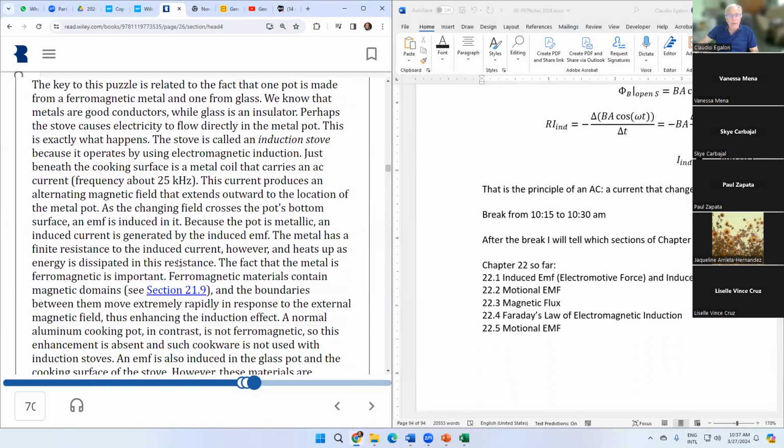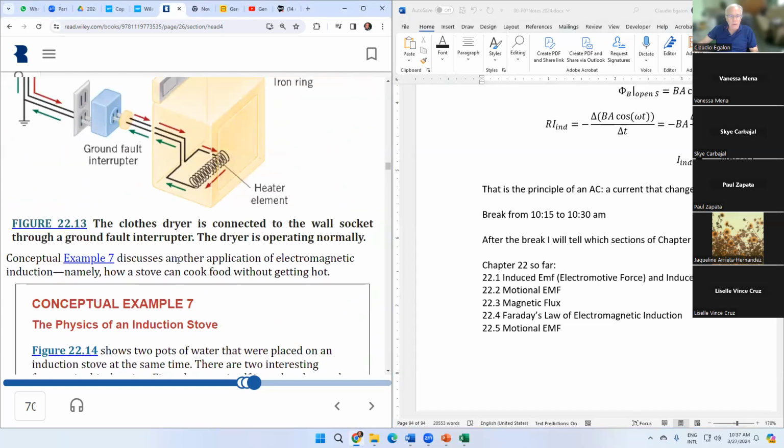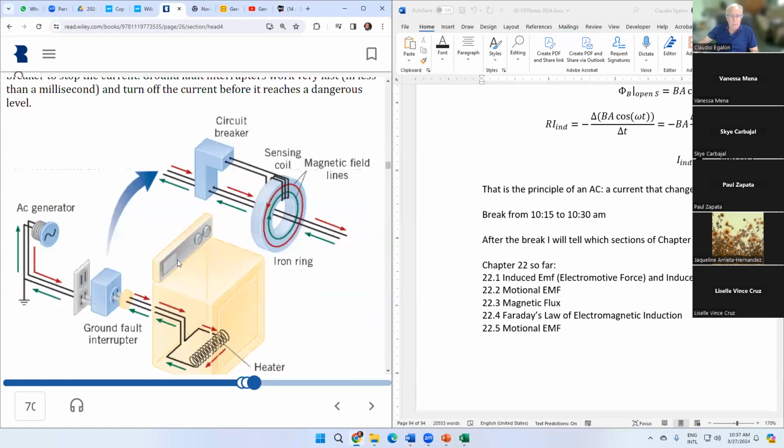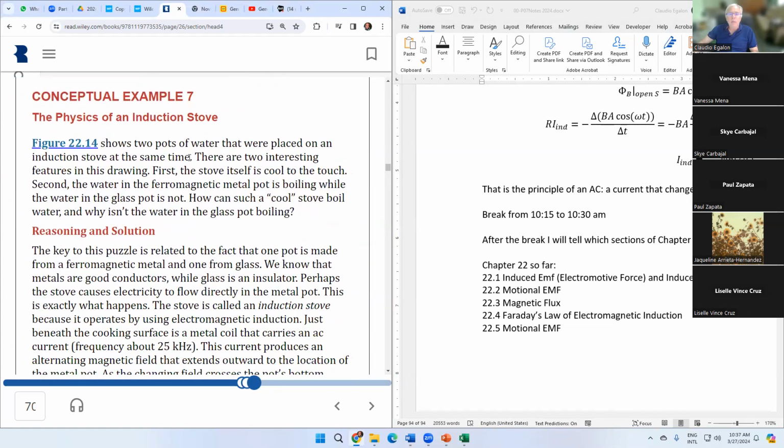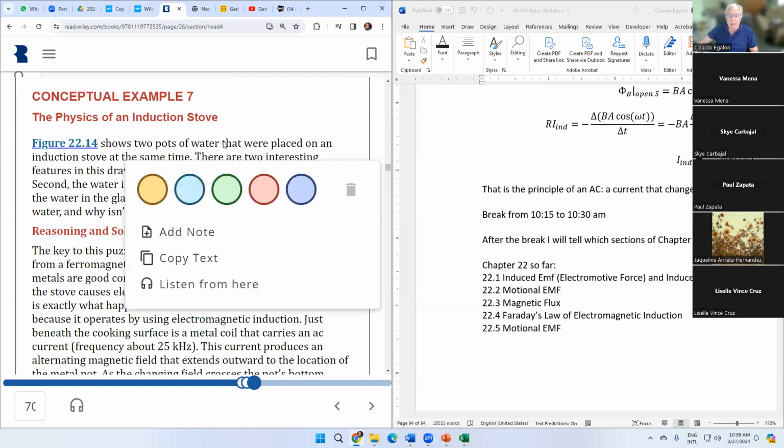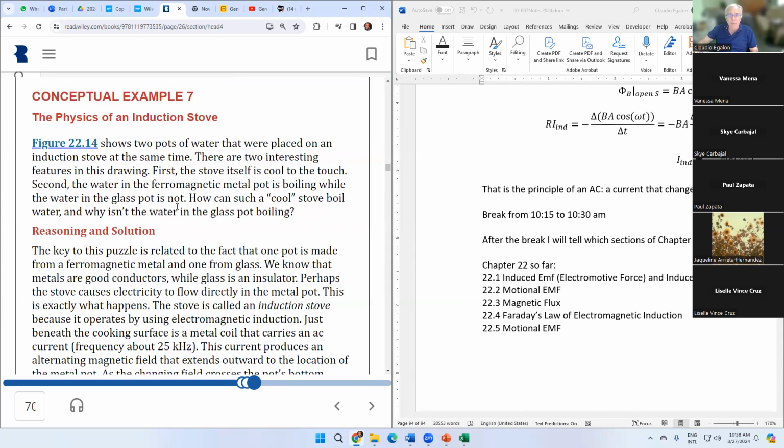how does it work? In the induction stove, let's take a look here. Two pots of water were placed on an induction stove at the same time. There are two interesting features in this drawing. First, the stove itself is cool to the touch. Second, the water in the ferromagnetic metal pot is boiling. So the pot is made of a special type of metal that is ferromagnetic. We didn't cover those types of metals, but there are different types, ferromagnetic, diamagnetic, and so on, that behave differently with respect to induction. The ferromagnetic metal is used to boil the water.